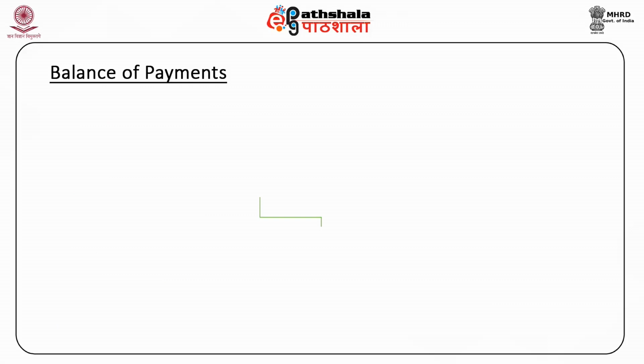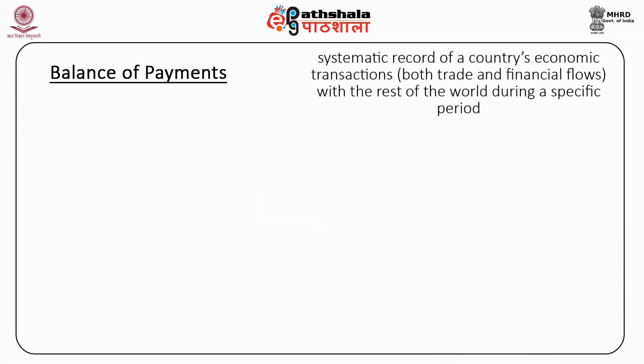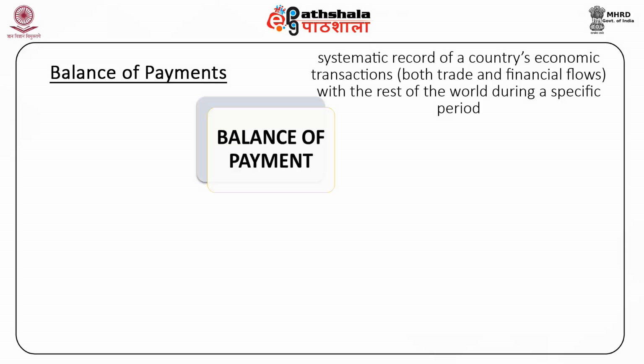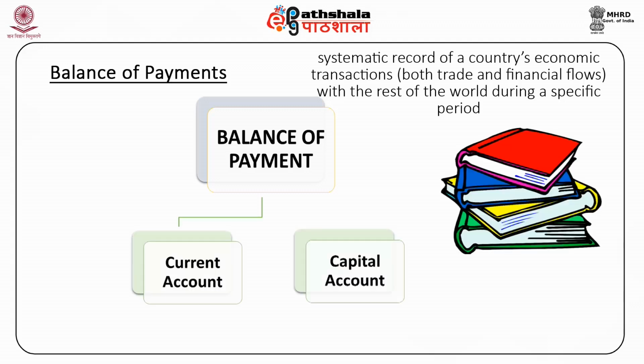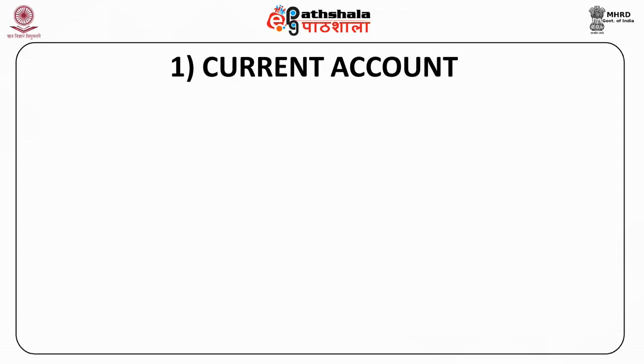Balance of payments refers to a systematic record of a country's economic transactions, both trade and financial flows, with the rest of the world during a specific period, typically a year. The balance of payments account has two main parts, the current account and the capital account, separated by a line. Let us start by studying current account.